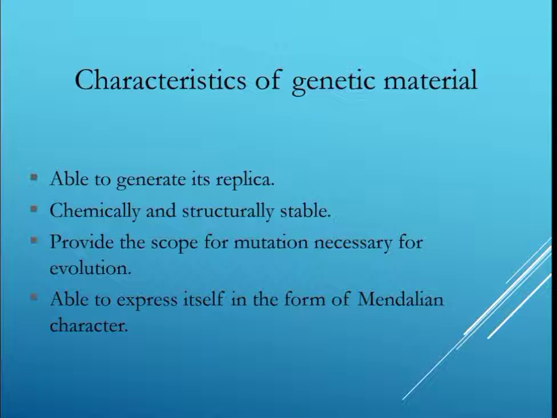Okay, then it should be stable both chemically and structurally. It should provide the scope for slow changes, that is mutation, which are required for evolution. And the fourth characteristic or property is it should be able to express itself in the form of Mendelian characters.